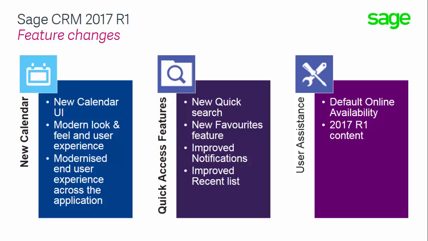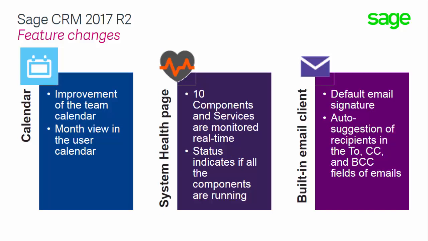And generally, you can say that the user experience continues to be a big focus for our product management and development teams. And Sage CRM 2017 R2 is the version that has just been released. It also has an improvement in the team calendar, and there's some intelligent use of colors and icons to improve user interpretation of data, and there's an implementation of a month view in the user calendar. And importantly for system administrators, we've added a system health page, and that shows all of the services and components that are running and available for use.